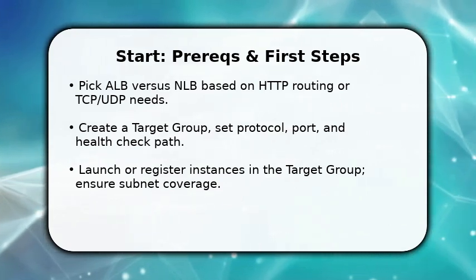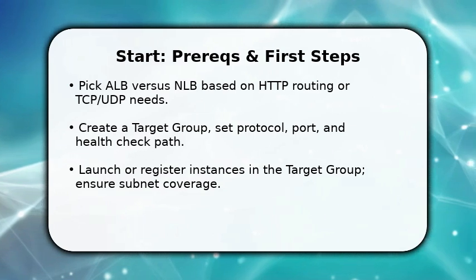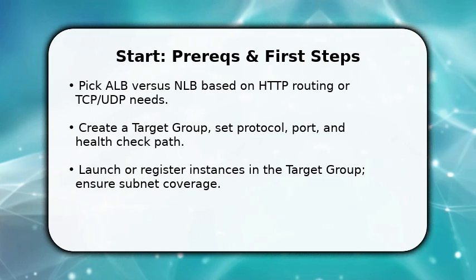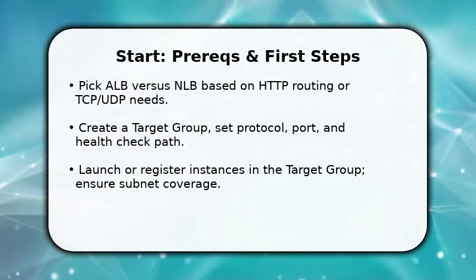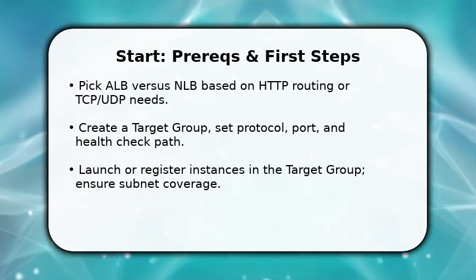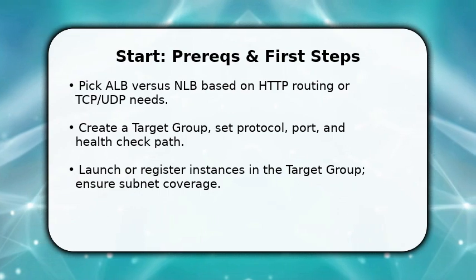Next, register EC2 instances or IPs into that target group and confirm they span at least 2 subnets for high availability. Make sure security groups allow the health check and application ports so targets appear healthy. Doing these first prevents needless failures.